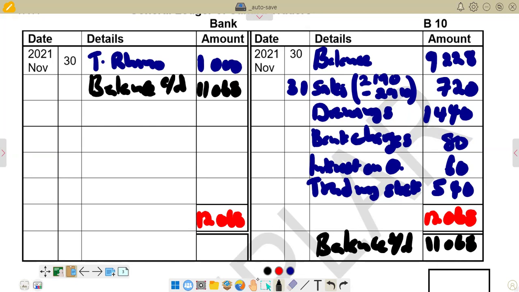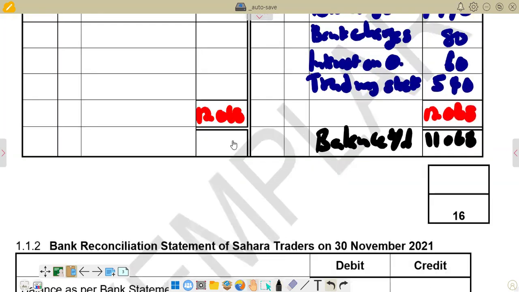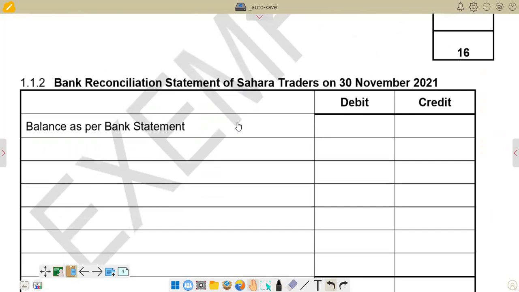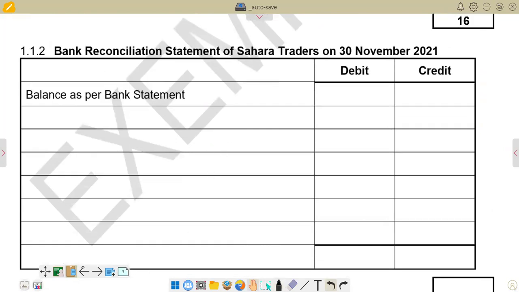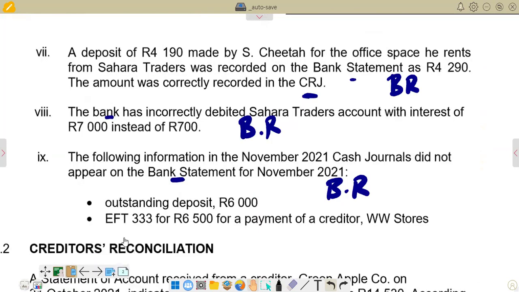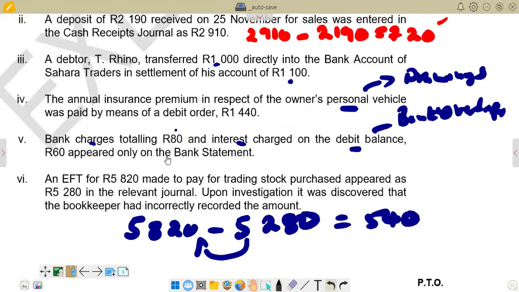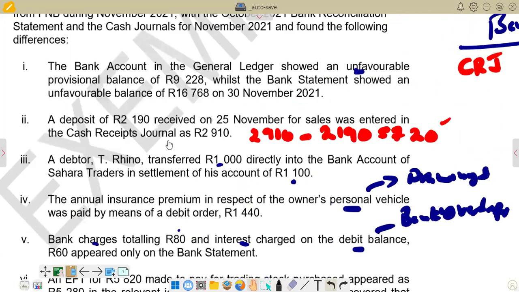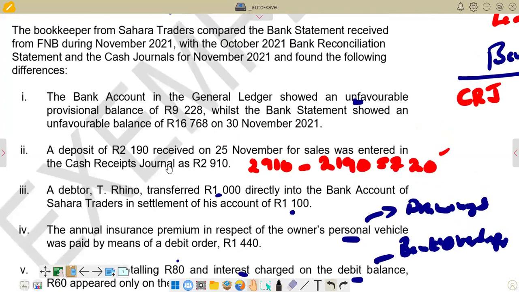So we go down to see the next part of the question, whereby we are going to prepare our bank reconciliation. So come here, this is our bank reconciliation. Obviously we are going to start again with the balance as per bank statement. Try to see the beginning of the question, where we are given the opening balance of the bank statement. The bank account in the general ledger showed an unfavorable balance of 9,220, whereas the bank statement showed an unfavorable balance of 16,768 at the end of November 2021. So this is the balance that we are going to start with for the bank reconciliation.